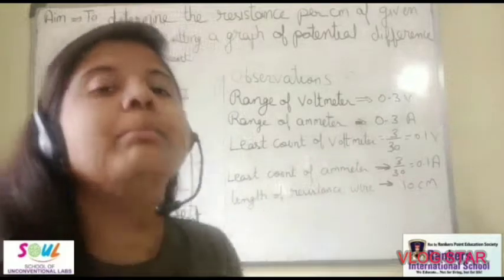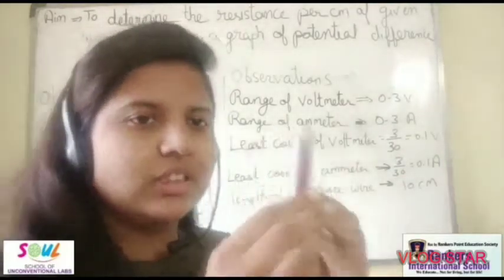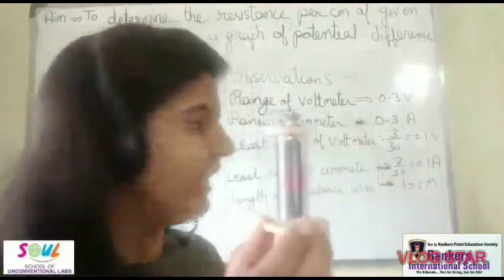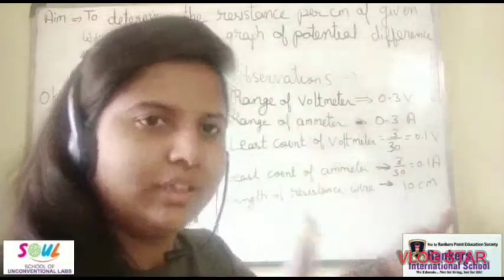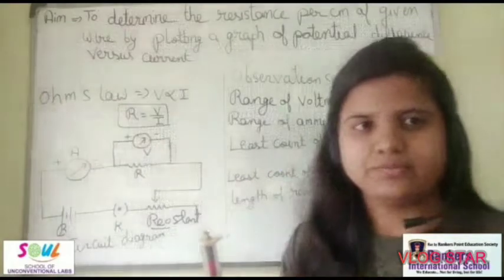Now we are measuring the length of the resistance wire. This is our unknown resistance. You all see a wire inside this. The length of this wire is 10 centimeter. We have measured this length with the help of a metric scale.